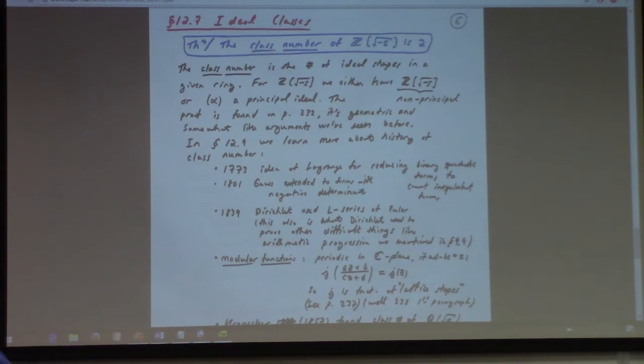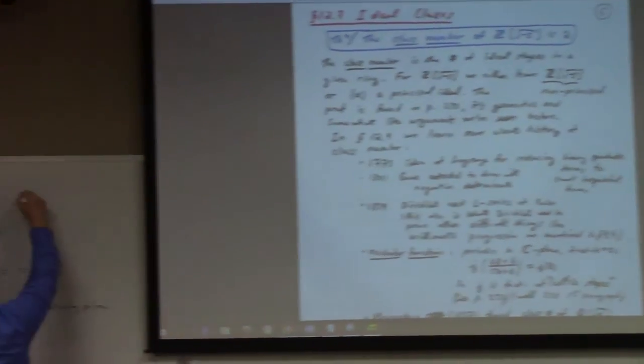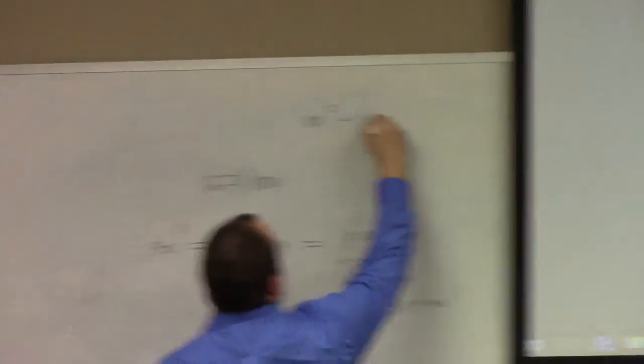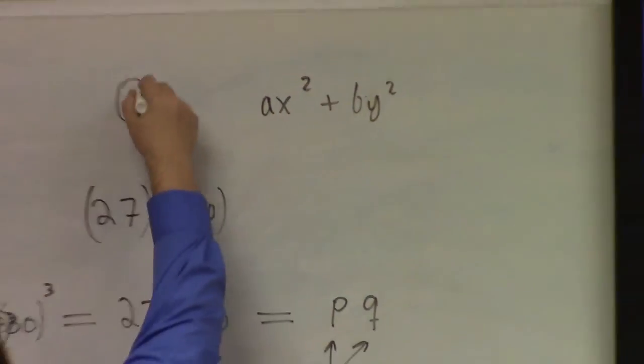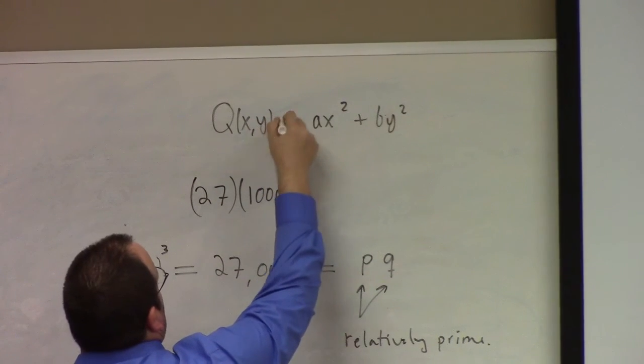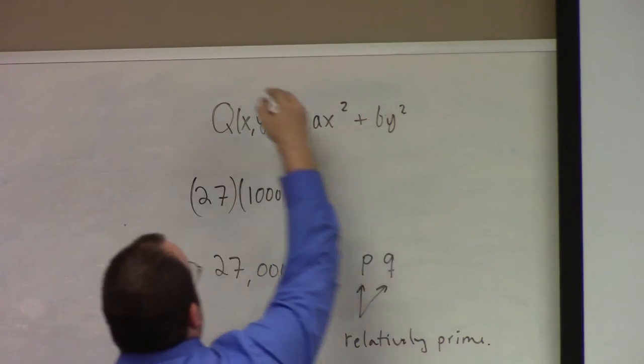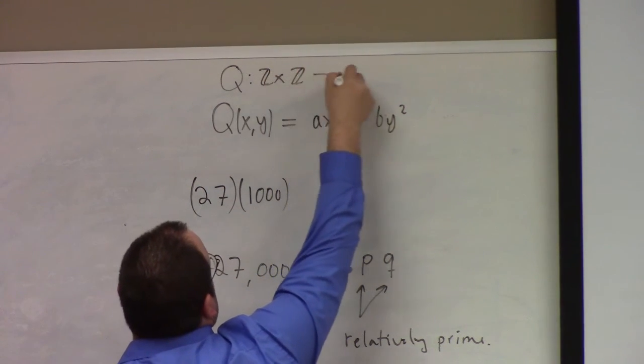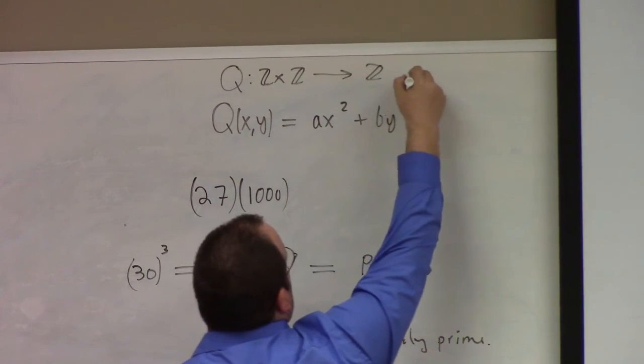That's not it. The more interesting way, and the way that Lagrange looked at these things, all comes back to the question of what values do something like ax squared plus bxy plus by squared take. So this is a quadratic form. Q is a quadratic form. It's a mapping from the integers cross the integers into the integers, okay?